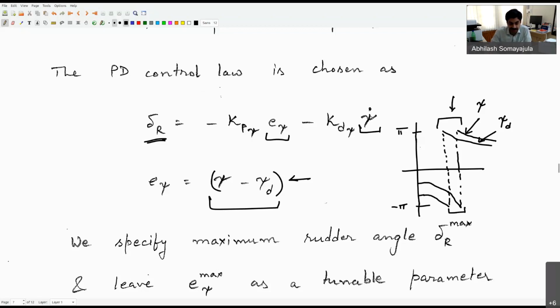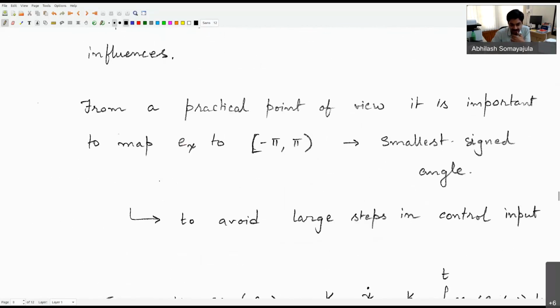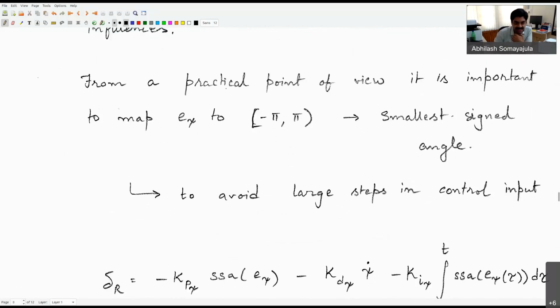That error became magnified, because we are trying to wrap it around a 2 pi region, minus pi to pi. We have to make sure that whenever we are taking the difference between these angles, it must be the smallest angle which we are taking as the difference. So we need to be clever about the mathematics so that we can specifically map this error to the range minus pi to pi. We call this the smallest signed angle, and the idea is that we want to avoid these jumps which are coming into the picture.